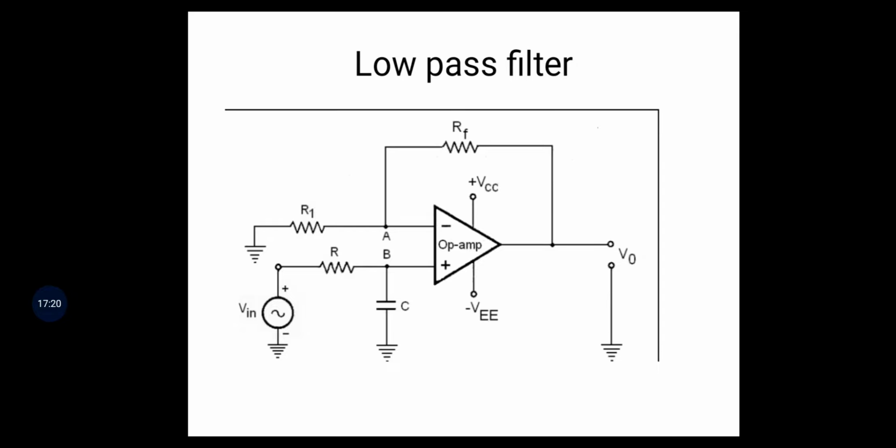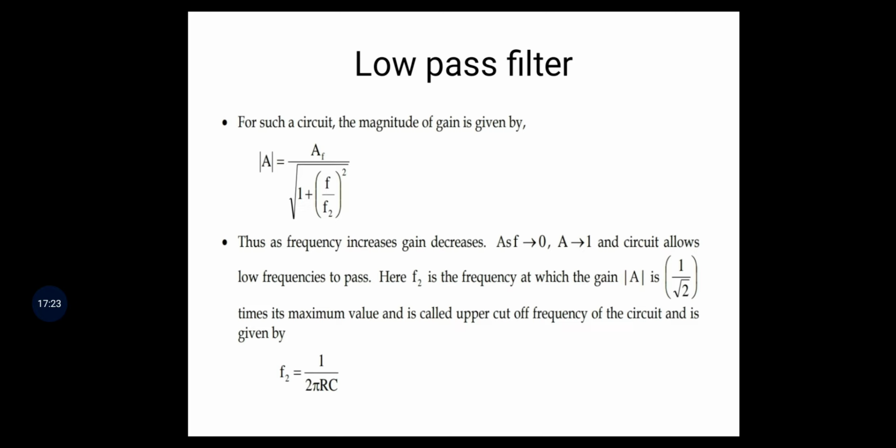We finally get V naught by Vi equal to A by 1 plus j F by Fh. So this is the gain of the low pass filter. The magnitude of the gain, mod A, equal to A by under root of 1 plus (F by Fh) whole square.